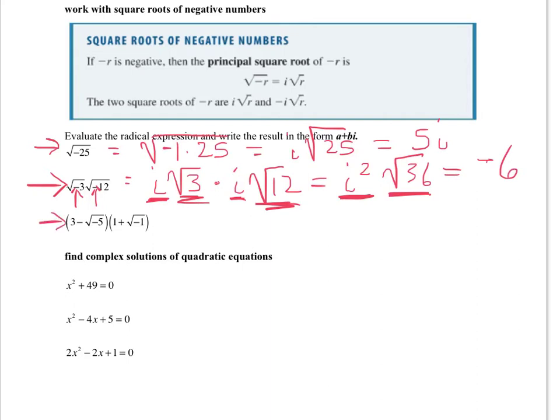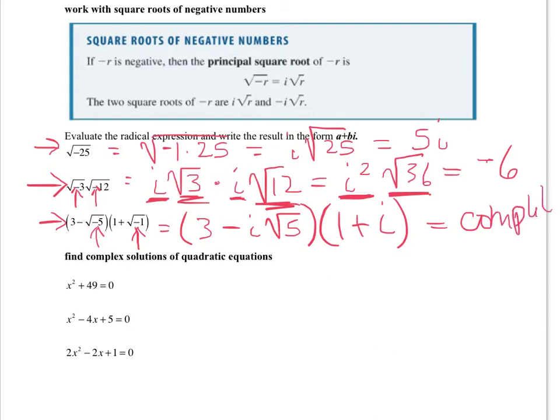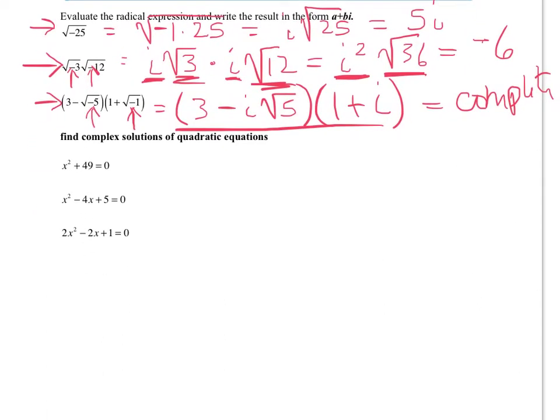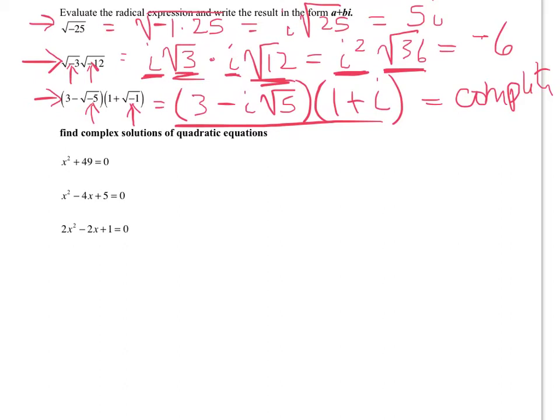So final example here, we're going to remember to remove the i's first from the negative square roots. So we're going to get 3 minus i times the square root of 5 for our first factor, and 1 plus the square root of negative 1, which is i, for our second factor. And I will leave this for you to complete on your own. You just have to multiply these two complex numbers and see what you get. So it's, again, very similar to foiling for binomials. So just do that.